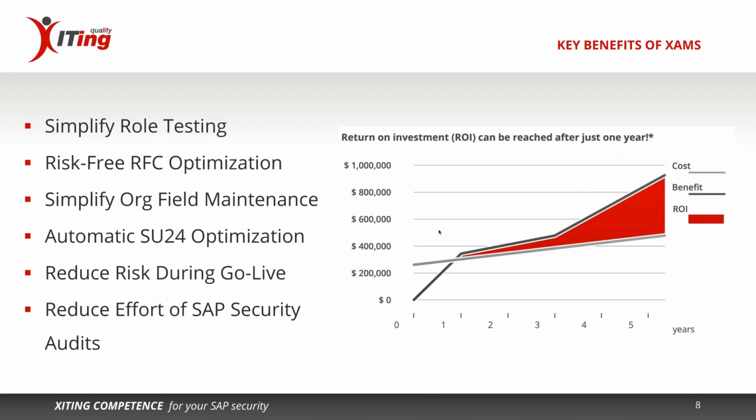Another area is SU24 optimization. We have the ability to more or less automatically optimize your SU24 based on your existing roles. We can compare them to see what's not yet in SU24. We can scan your custom ABAP code, look at what's not in SU24 from an authorization check perspective, etc. All with the purpose of giving you a solid foundation that you can then use to build new roles reliably and sustainably. We also have the ability to significantly reduce the risk during go-live.